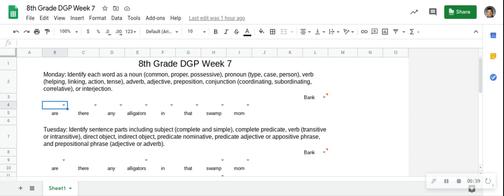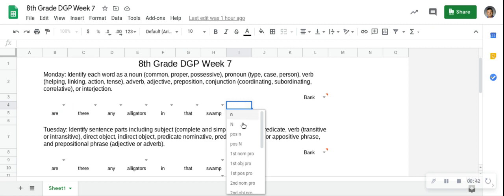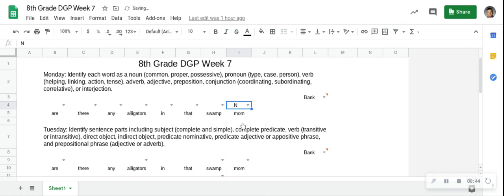Mom, because we're talking about mom directly. We're talking to mom directly, I should say. If we're talking to mom directly, then it becomes a noun of direct address, which means, again, we are talking to her specifically. Okay.